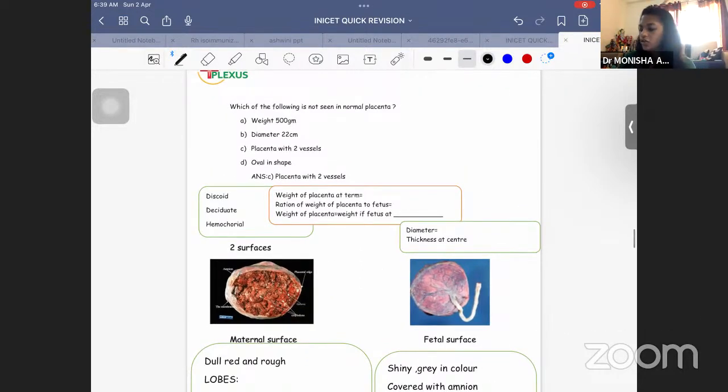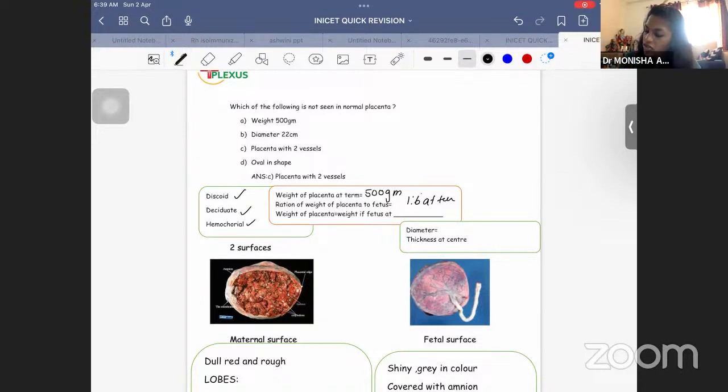Yes. I was talking about placenta. See, it's a very basic question, okay? But they will definitely ask you questions from placenta, either as image-based questions or direct questions. What can they ask? It's discoid, deciduate, hemochorial. Weight of the placenta at term is going to be 500 grams. Ratio of weight of placenta to the fetus is 1:6 at term. Baby is 6 times that of the placenta.